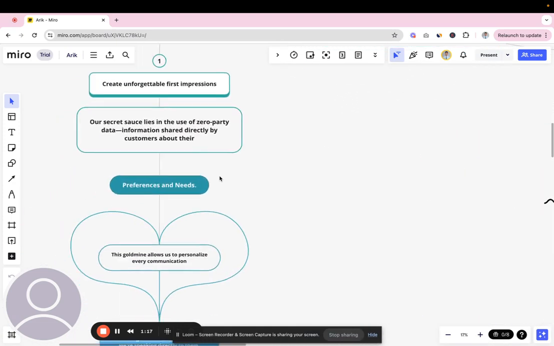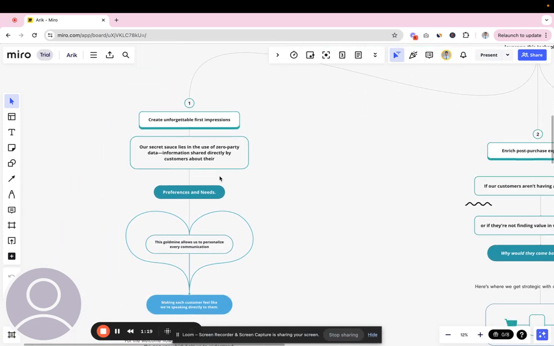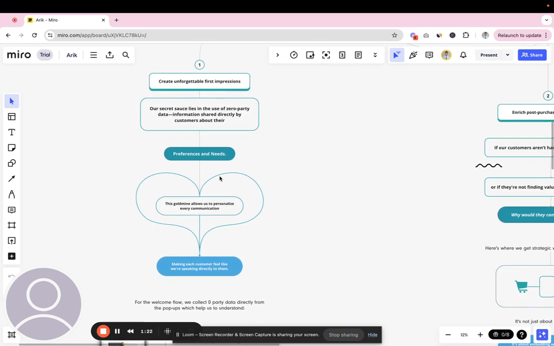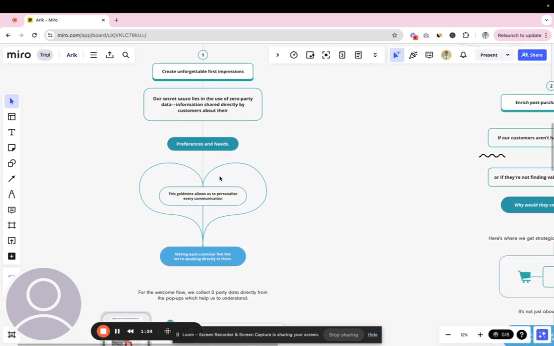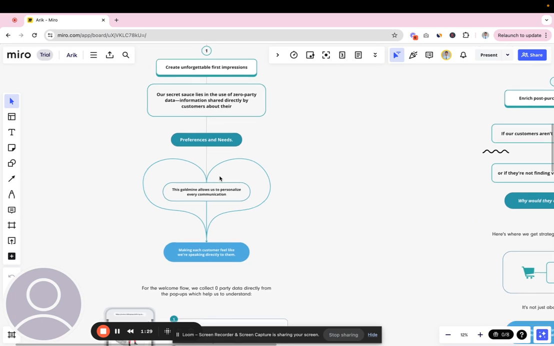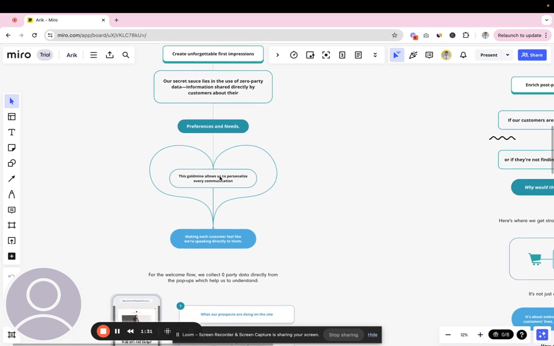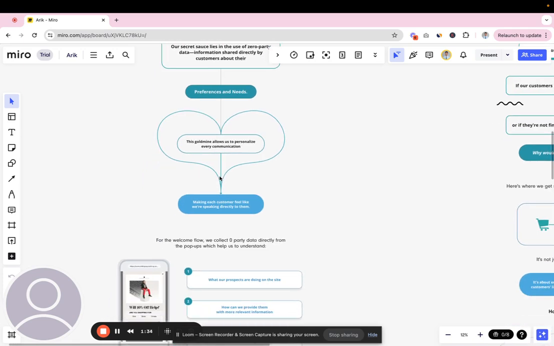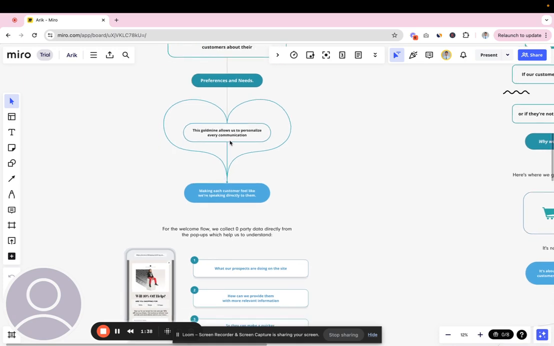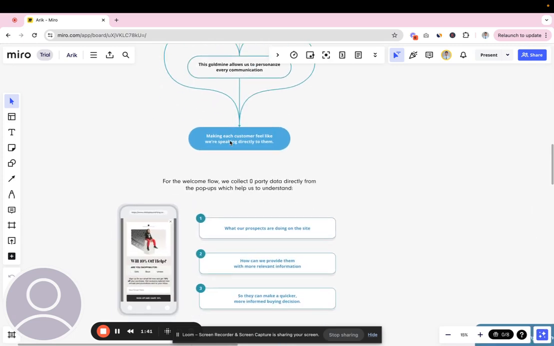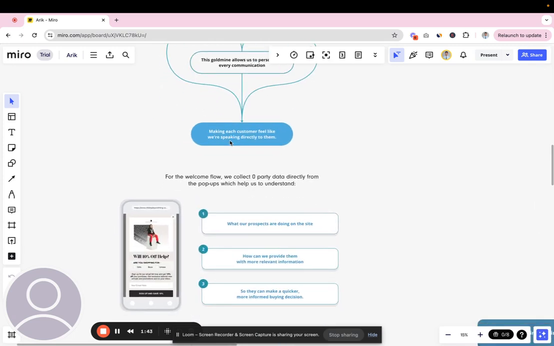So the first step is creating unforgettable first impressions. How are we going to do this? The secret lies in the correct collection and use of zero party data: information shared directly by customers about their preferences and needs, or very tailored information unique to them. This allows us to personalize every communication, which is key to a customer converting, and it gives the customer that spark, that emotion, that we're speaking directly to them.